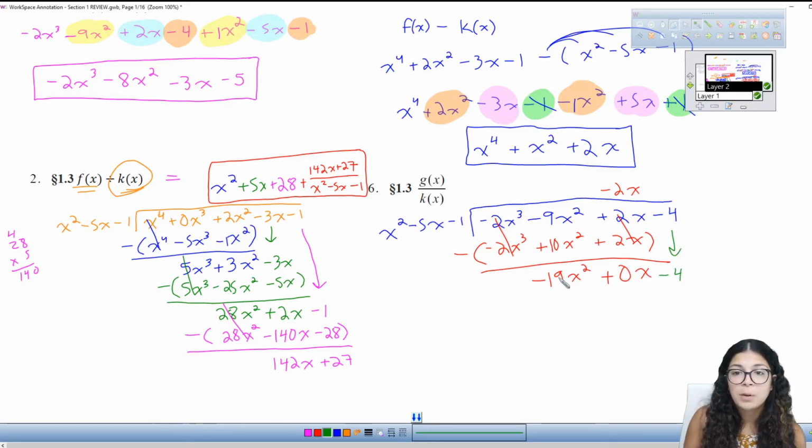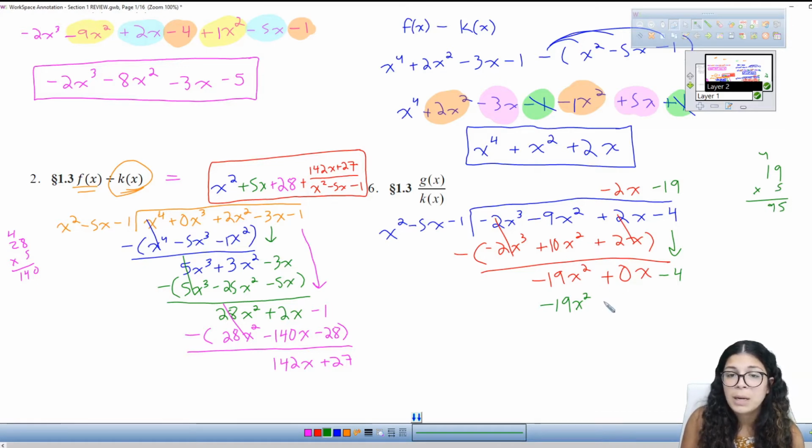So x squared multiplied by negative 19 would give me negative 19x squared. Negative 19 times negative 5. 19 times 5, let's see, 5 times 9 is 45. And then 5 times 1 is 5 plus 4 is 9. So this is 95. So negative times a negative is a positive, so that would be 95x. And then negative 19 times negative 1 is positive 19.